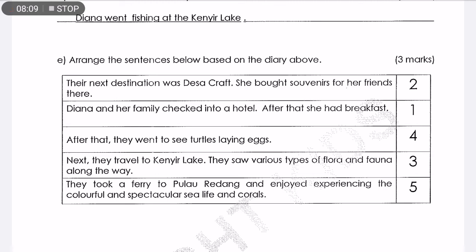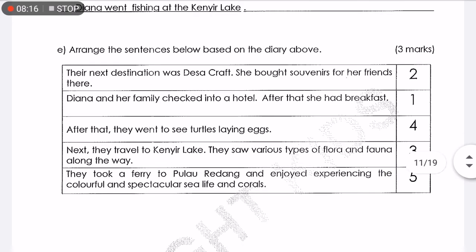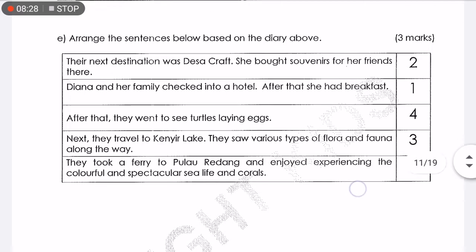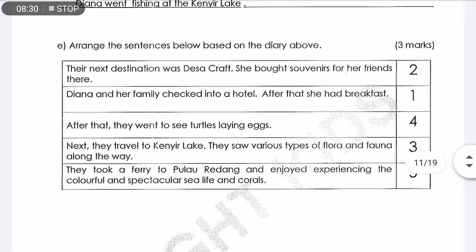Okay. Third one, they traveled to Kenyir Lake. They saw various types of flora and fauna along the way. Okay. Number 4, after that they went to see turtles laying eggs. And also lastly, they took a ferry to Pulau Redang and enjoyed experiencing the colorful and spectacular sea life and corals. That's how you answer question E.